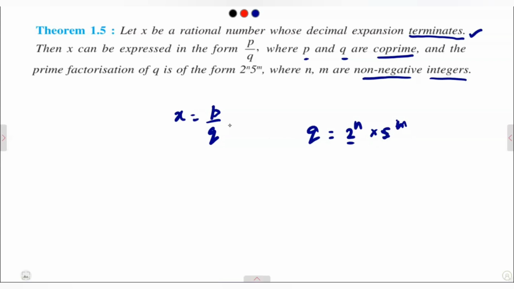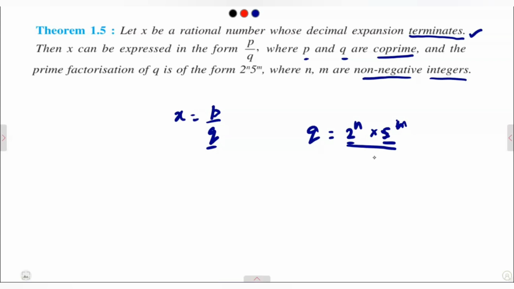So what if you think in the reverse way, the converse of this theorem? The converse states, what if it is true or not, you check. If the denominator is in the form of 2 power n into 5 power m, then is the decimal expansion always terminating? Yes. If the denominator is of the form 2 power n into 5 power m, then definitely p by q is a terminating decimal. So you can understand both ways. Theorem 1.5 says that if p by q is a terminating decimal, then the denominator will always be in the form of 2 power n into 5 power m.